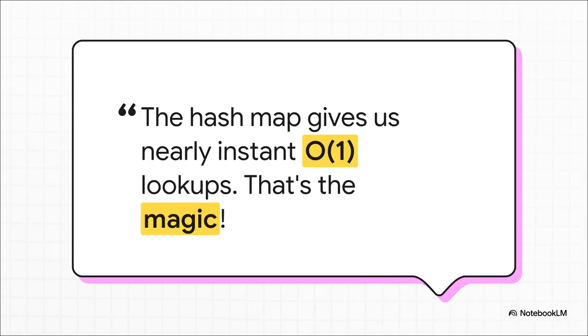And that right there is the magic. That question, have you seen this number before? It gets answered instantly by the hash map. We never have to go back and scan the list again. This nearly instant lookup is what we call O(1), or constant time. It's what makes the entire solution just fly.